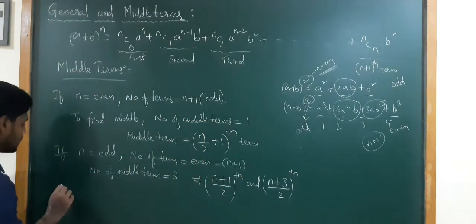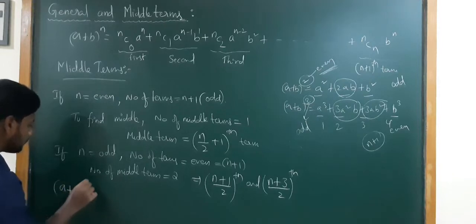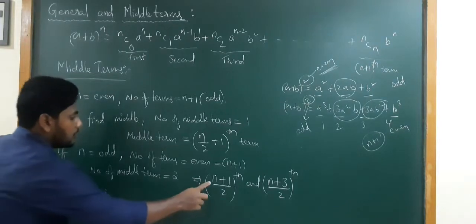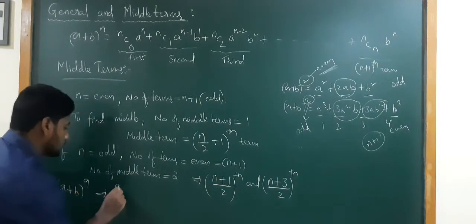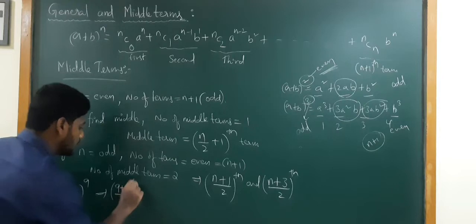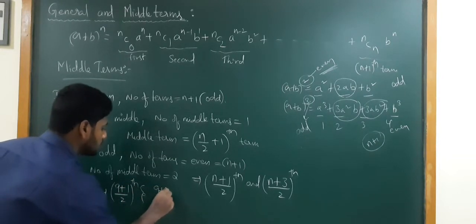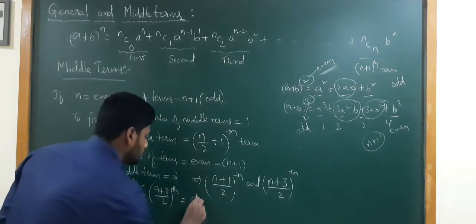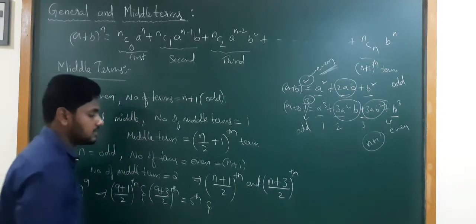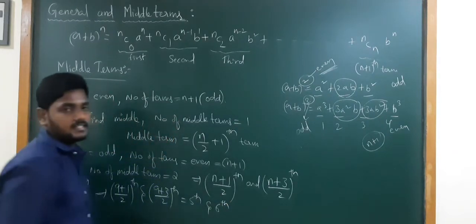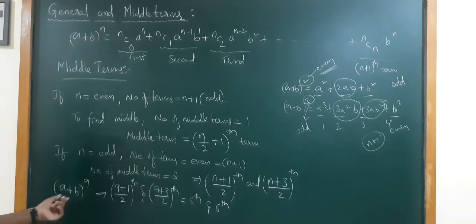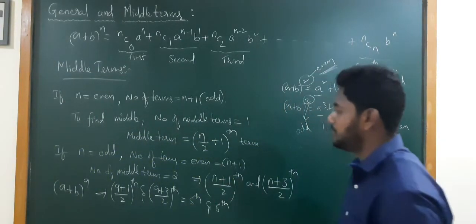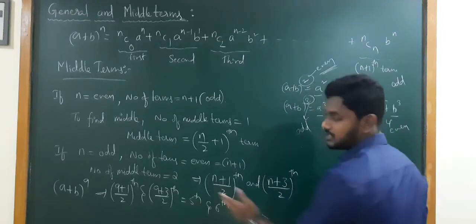For example, if we consider (a + b) to the power of 9, what are the middle terms here? The middle terms will be by the formula (n + 1)/2. What is n? 9. So (9 + 1)/2 and (9 + 3)/2. (9 + 1)/2 is nothing but the 5th term, and (9 + 3)/2 is nothing but the 6th term. The 5th and 6th terms are the two middle terms in this expansion of (a + b) to the power of 9. Now, after knowing that these are the middle terms, we got here the 5th and 6th.